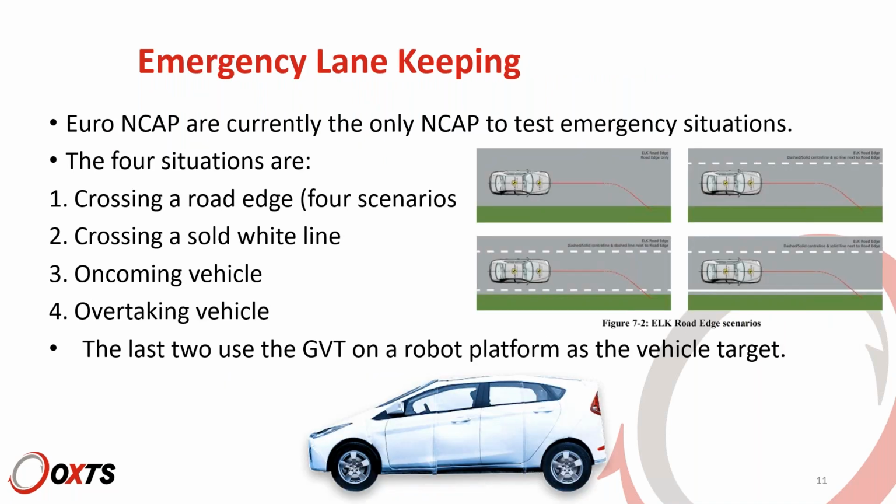So I've mentioned emergency lane keeping a few times. These are the 4 scenarios that Euro NCAP have identified. They are basically leaving the road edge entirely, and there are 4 different specific tests for this. One basically with no markings at all, just where asphalt meets grass or gravel or something that clearly isn't asphalt. The same but with a painted center line, a dashed center line. Then the same again with a dashed center line and also a dashed road edge. And finally with a solid road edge.